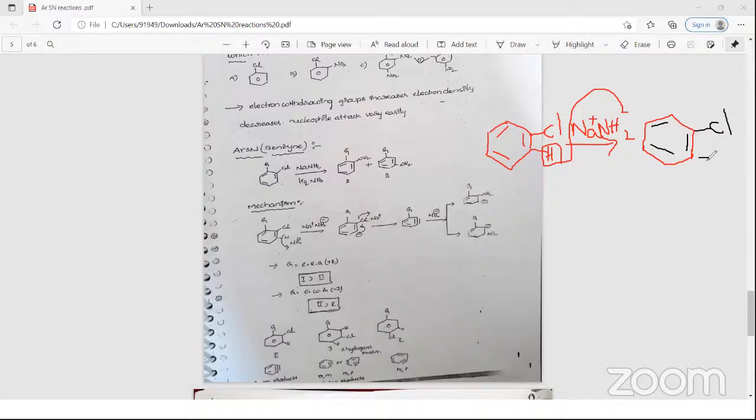There is no delocalization. In the next step, this minus charge is going to shift, followed by the elimination of this chlorine. As a result, it forms a benzyne. A benzyne is formed finally. Benzyne has the same number of pi bonds, and along with them, one extra bond is there, a triple bond.